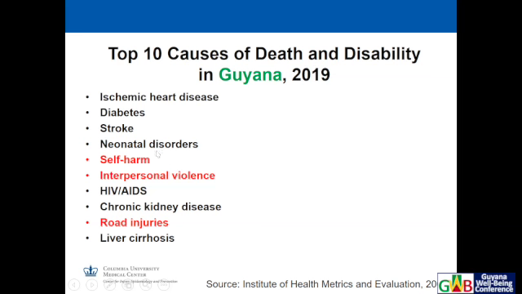And then you look at the individual injuries. 3 of them occurred in the top 10 causes in Guyana. Self-harm, interpersonal violence, that's basically assaultive and homicide injuries, and then traffic injuries. And if you put injuries together, I think you may see a very similar pattern as what I showed in the United States data.